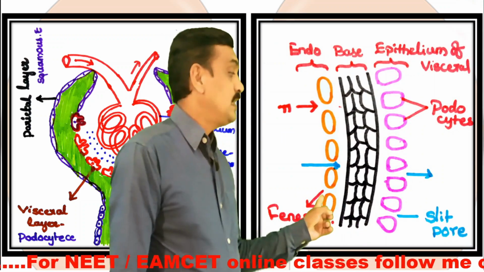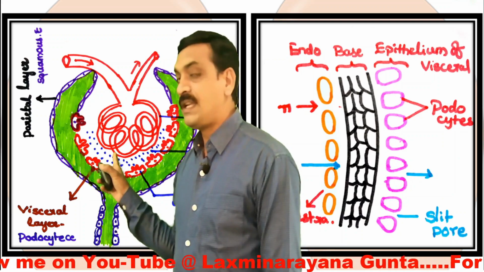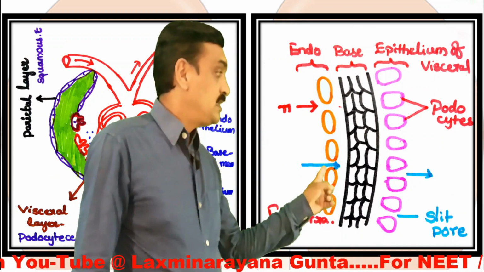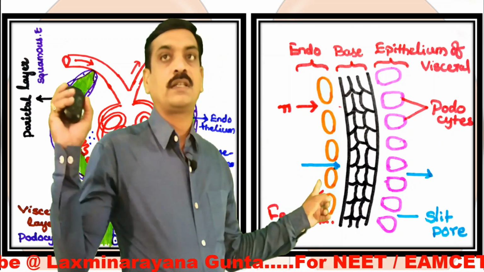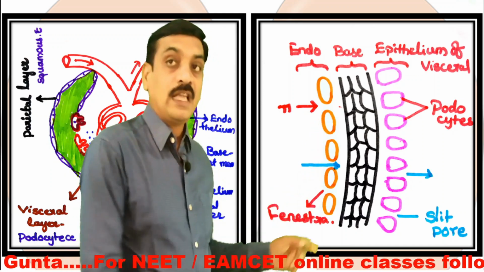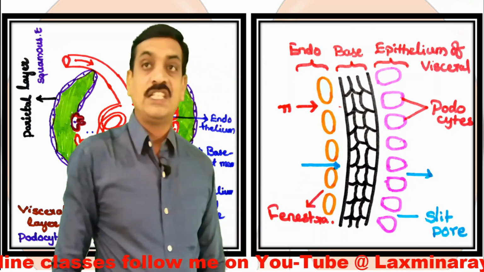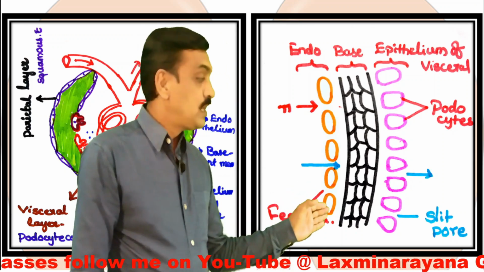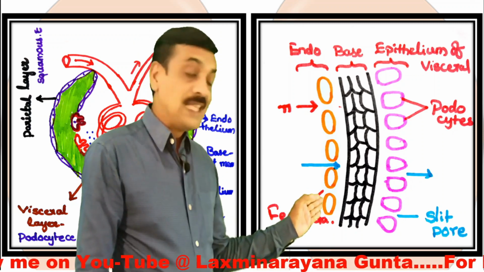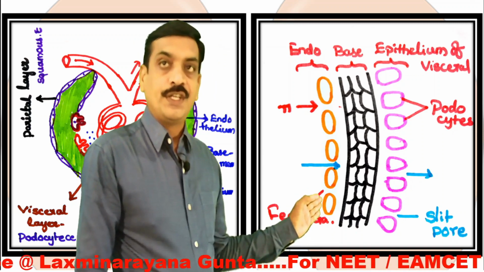Let us observe. This one is the endothelium of the blood capillary. This is the capillary, and this one is the endothelium of that capillary. Okay, the cells in the endothelium have small gaps. These gaps are called fenestrations. The gaps that are present between the cells of the endothelial wall are called fenestrations.